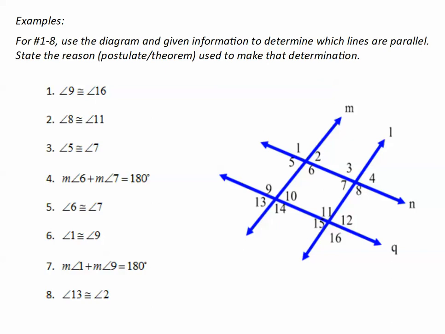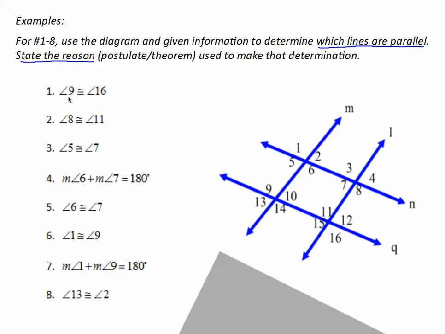Now let's do some examples where we use those postulates or theorems. For numbers 1 through 8, use the diagram and the given information to determine which lines are parallel. That's our goal. Which lines are parallel? State the reason. So that's the postulate or the theorem used to make that determination. Now you might need your hand or another piece of paper to cover up some of the picture because this is a very busy picture.